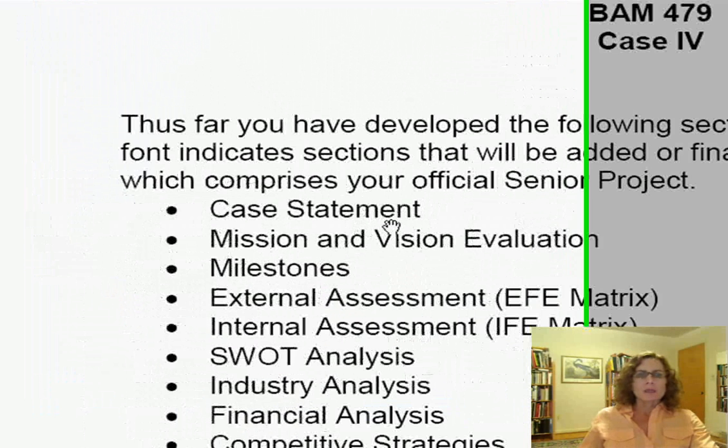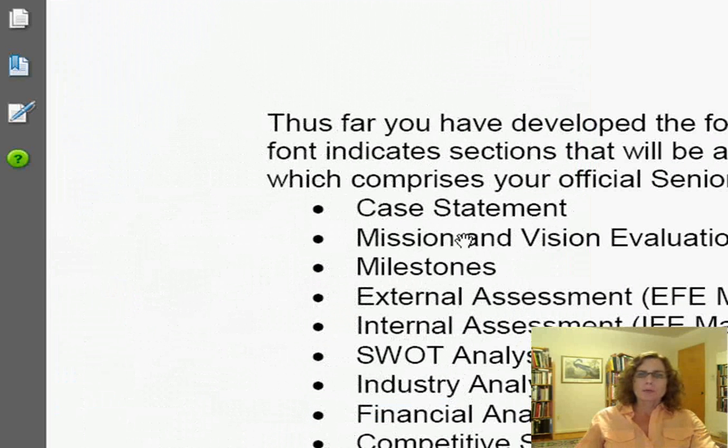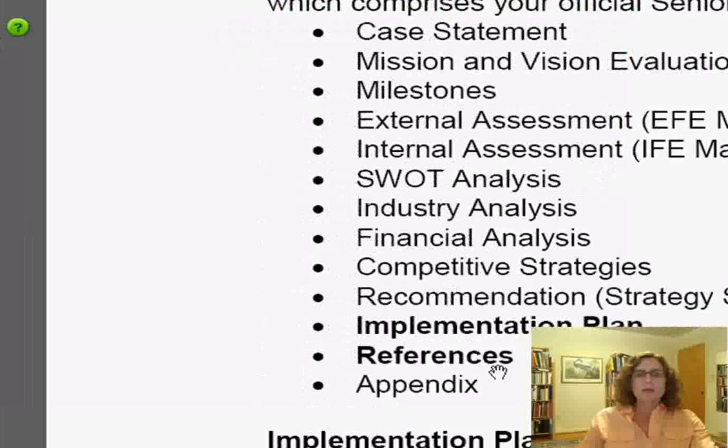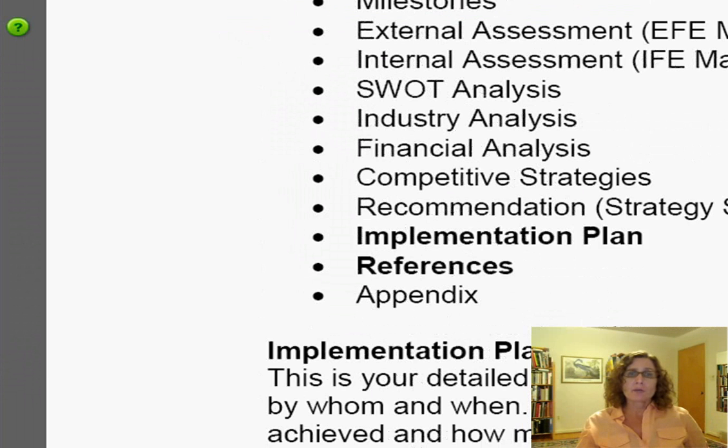The outline for the entire senior project is provided at the top part of the document. So you have your case statement, then the next section is mission and vision evaluation, followed by milestones, the EFE matrix, the IFE matrix, the SWOT analysis, the industry analysis, the financial analysis, your competitive strategies with your QSPM matrix and your recommended strategy selection. And then in case 4, you add the section of your implementation plan, and finally you've been keeping a reference section. You've been building that as you go along, but of course you're going to finalize that, and if there's anything new to add to it, you'll add it here.